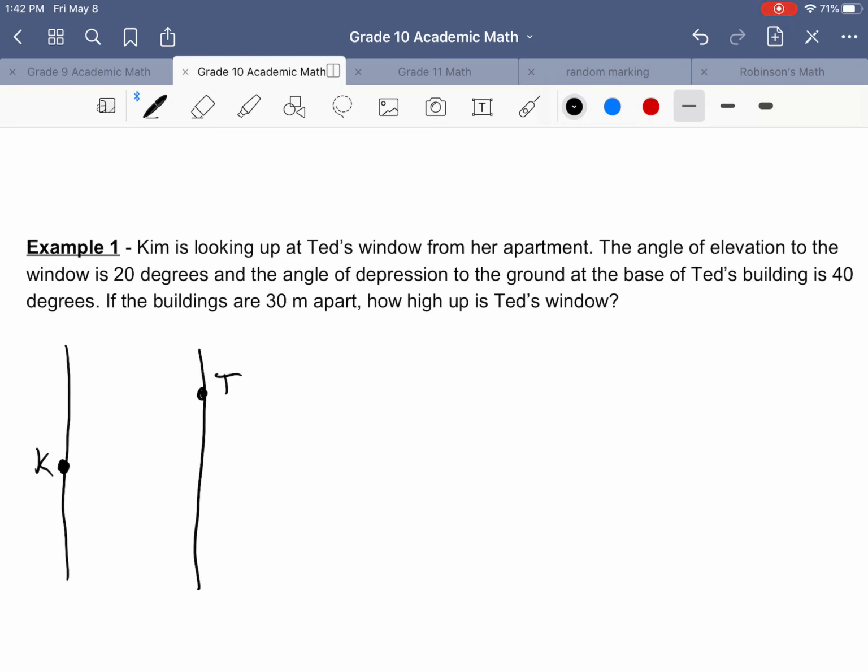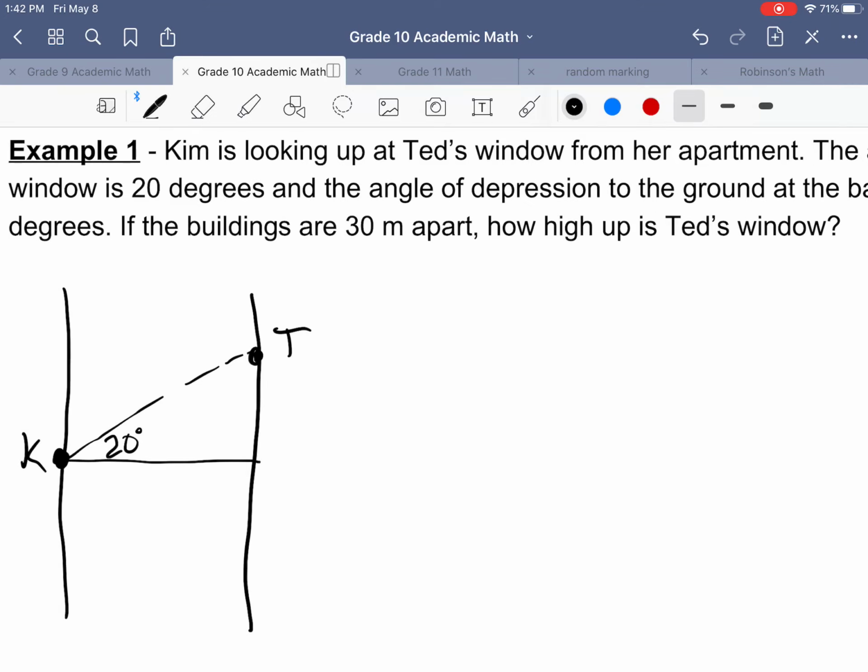So Kim is looking up at Ted. Now the angle of elevation to Ted's window is 20 degrees. So that means Kim's looking straight out and then up. Okay, so there is 20 degrees. I'm going to zoom in while we do the diagram here.